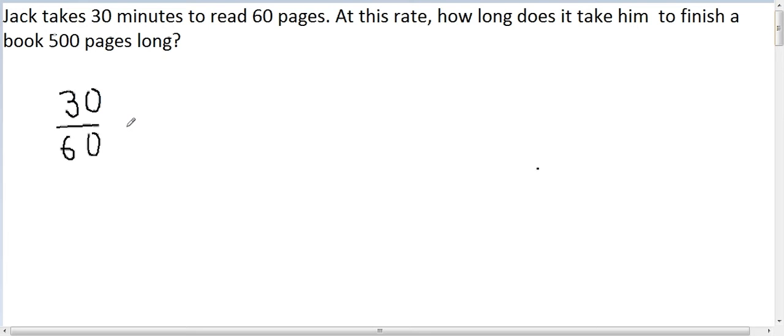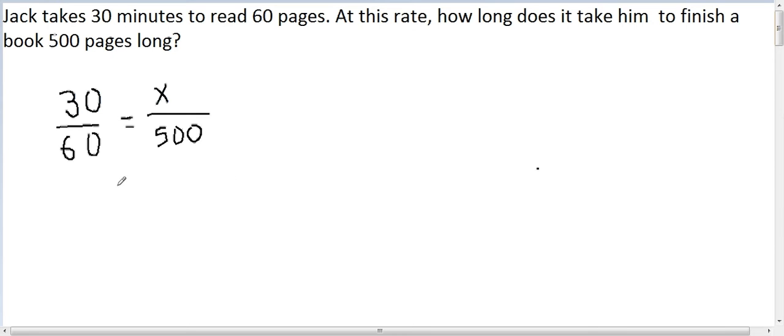And we're also given another quantity, a number of pages, which is 500. So we want to keep the corresponding variables, pages and pages, in the same location, which is the denominator. So I'll write 500 here. And the unknown is the number of minutes it takes Jack to finish 500 pages. So we write the unknown here, x.